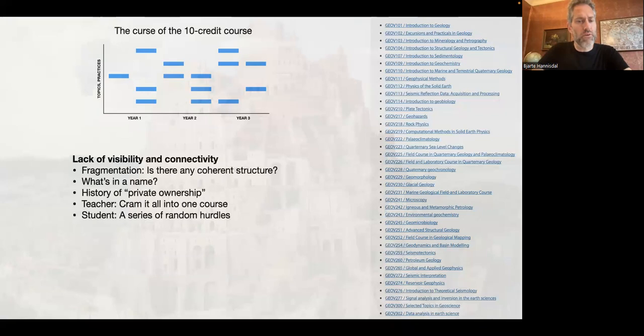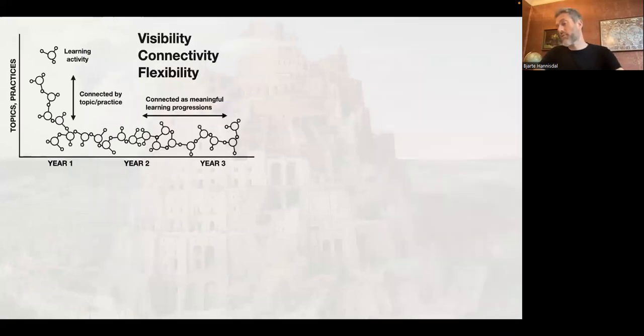So let's see here. Did I go through all of those things? Yes. So with our new framework, we highlight these three properties that we believe are necessary to overcome these problems that we're having. We want to reimagine the curriculum as this network of interactive learning activities that are connected in terms of topics and practices, so along learning descriptors, but also temporally connected into learning progressions that make sense. So every little molecule here is like a learning activity.